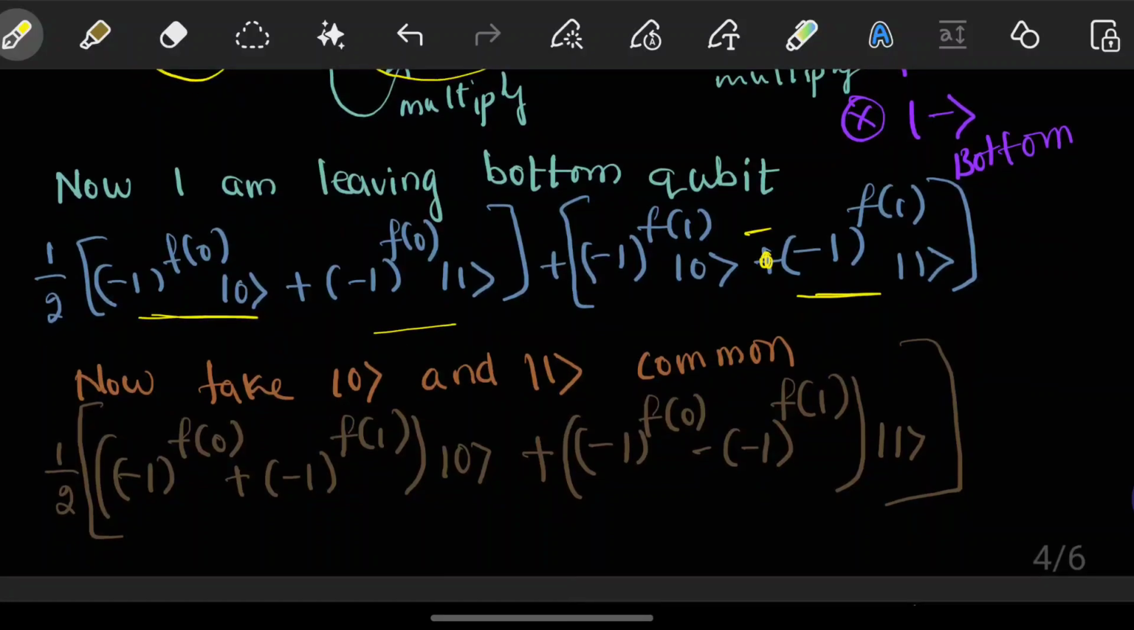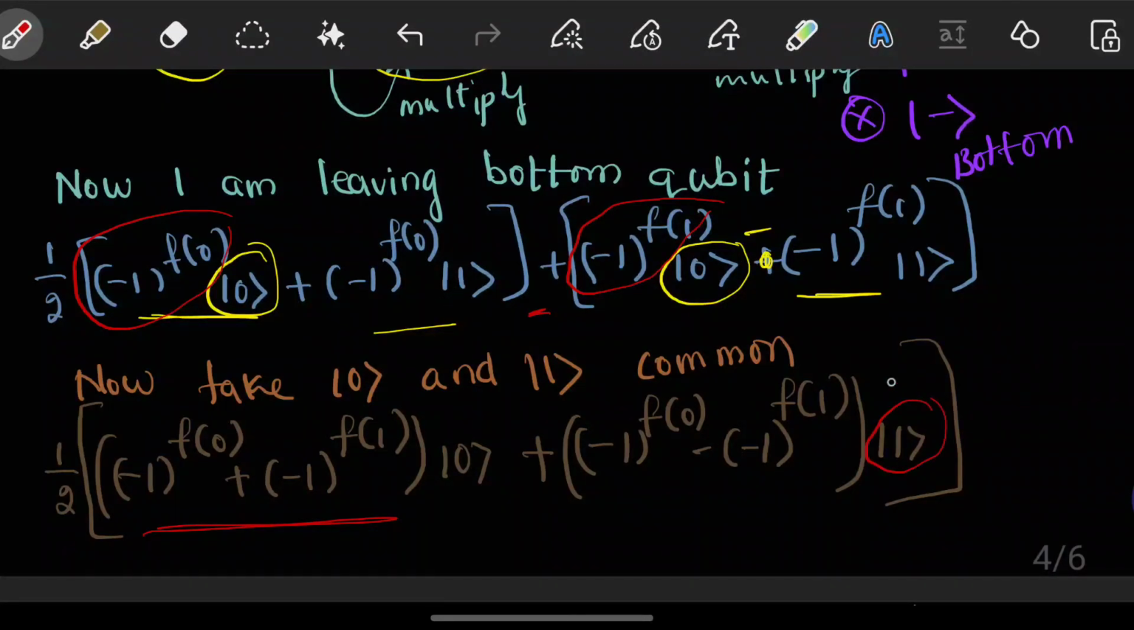So now what I am doing is nothing but, here there is ket 0, here there is ket 0. I am taking it common. If I take it common, the remaining term will be minus 1 to the f of 0 here and minus 1 to the f of 1. In between, plus is there. So I have written that equation here. In the second case, I am taking ket 1 common. So if I take ket 1 common, minus 1 to the f of 0 minus, because there is a minus here, minus 1 to the f of 1. So I think this part is clear for you.